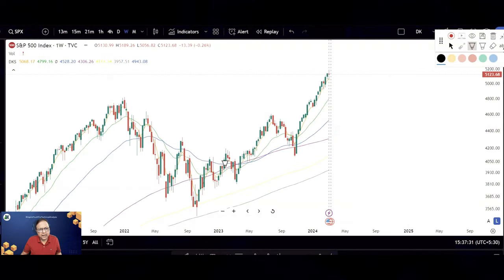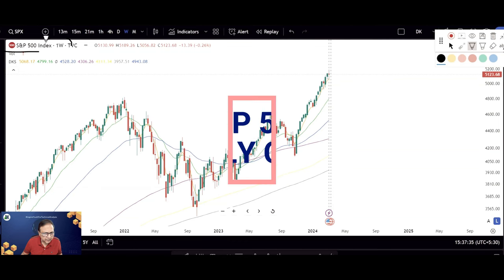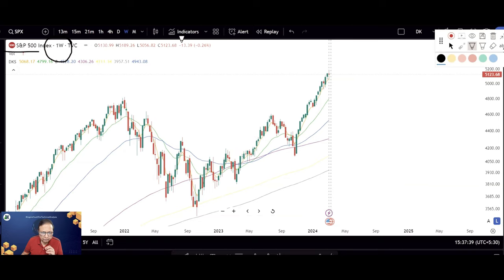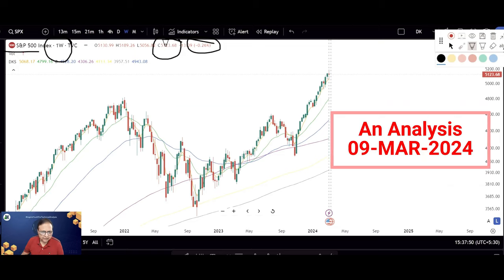Let us now start the technical analysis of S&P 500 index. This is the weekly price chart. The index in the last week finally closed at 5123.68. So marginally it was lower by 0.26%. But look at the price action.